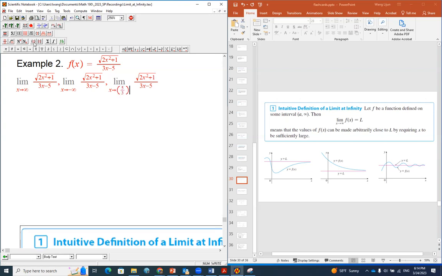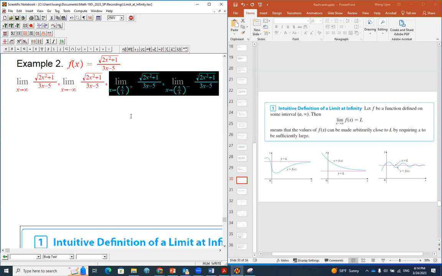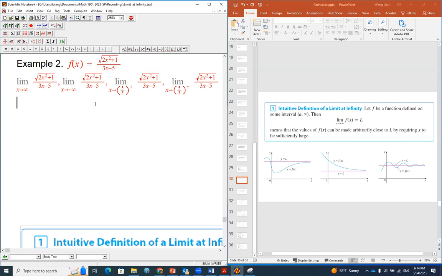From larger. Okay, and the fourth limit we want to find out is this piece. From smaller than 5/3. Okay, so basically the first 2 are about horizontal asymptote, and the latter 2 are about vertical asymptote. Okay, so let's get started.